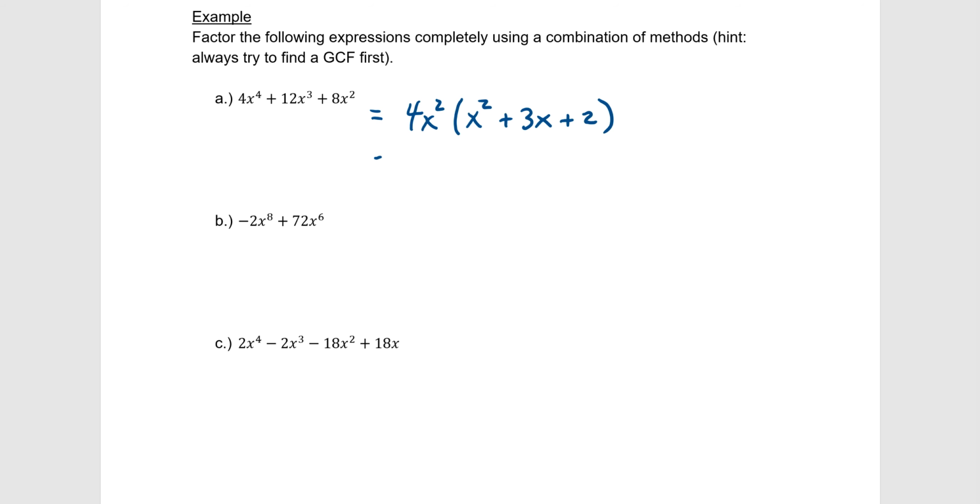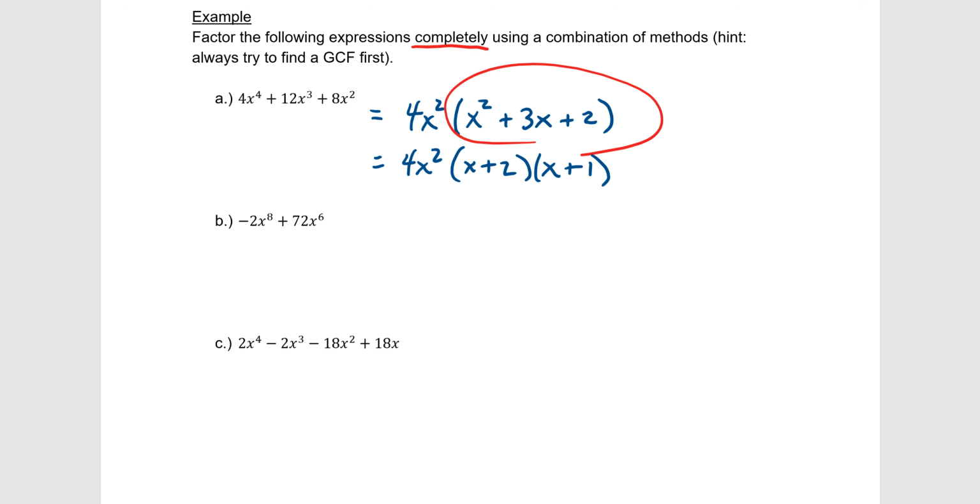Since it says factor completely, make sure that you are done factoring before you finish up. We are not done factoring because we have a trinomial right here that can be factored. We can factor that as x plus 2 times x plus 1, because we need two numbers that multiply to 2 and add to 3. That would be 2 and 1. So your final factored version is 4x squared times x plus 2 times x plus 1.